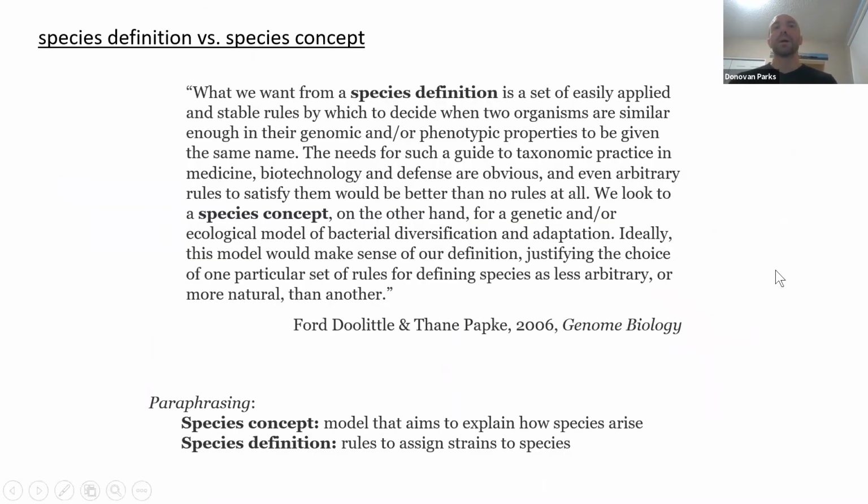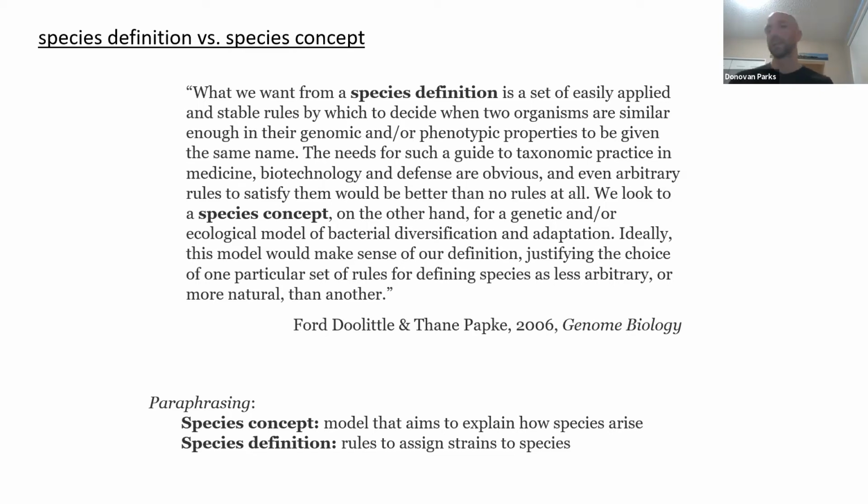Okay, so I just wanted to emphasize this distinction between a species concept and a species definition. So I'm actually going to just read out this quote. This is directly from this paper by Ford Doolittle and Thane Papke. "What we want from a species definition is a set of easily applied and stable rules by which to decide when two organisms are similar enough in their genomic and/or phenotypic properties to be given the same name. The needs for such a guide to taxonomic practice in medicine, biotechnology, and defense are obvious.